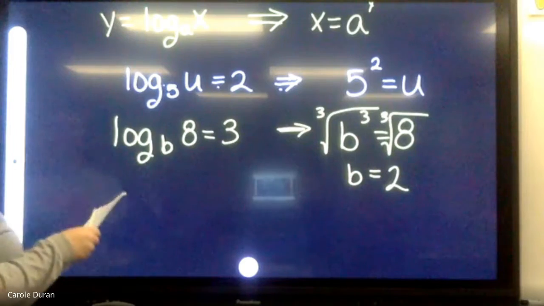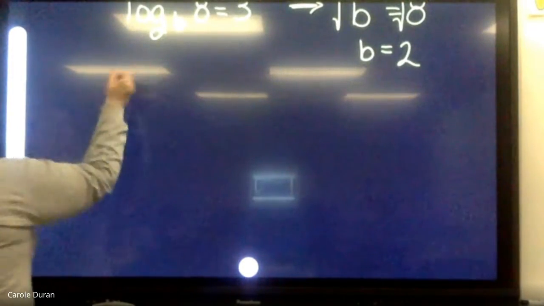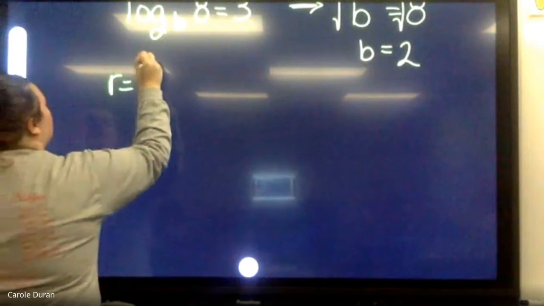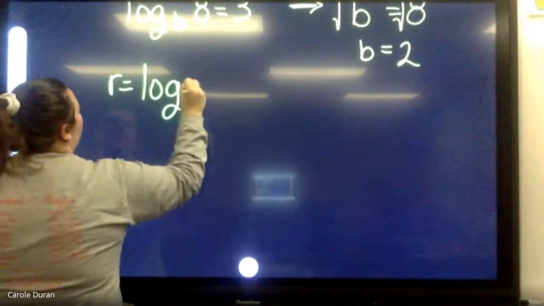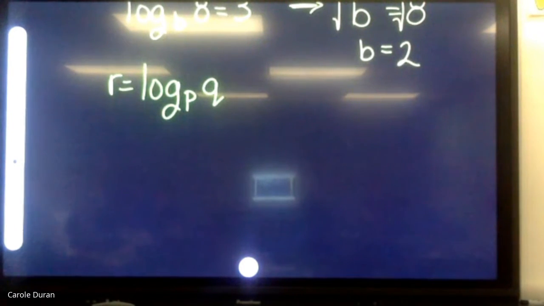Let's do another one. Let's say r equals log base p of q. I would like for you to rewrite this as an exponential.